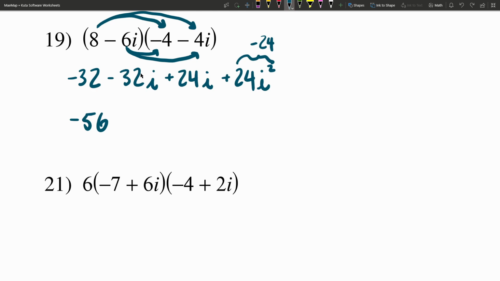And then combining negative 32i with 24i, adding those together, that's going to be a negative 8i. So negative 56 minus 8i is our complex number in number 19.